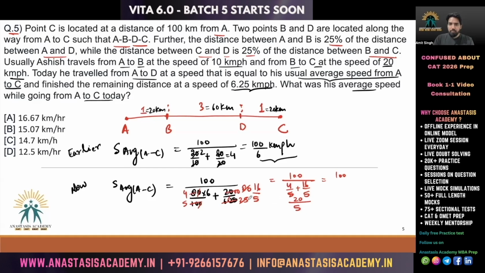Sorry, I made some mistake. So it has to be 4 into 6. This is actually 24. 24 plus 16 is 40. This is not 20, so this is 40. 40 when divided by 5 would give me 8. So I get the final average speed as 100 by 8, and that is equal to 12.5 kilometers per hour, right? So the correct answer has to be option D.